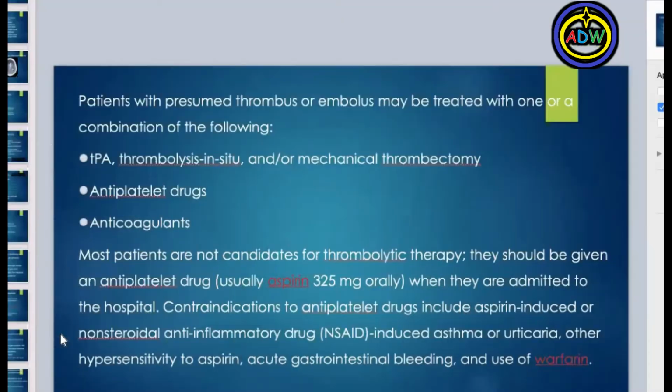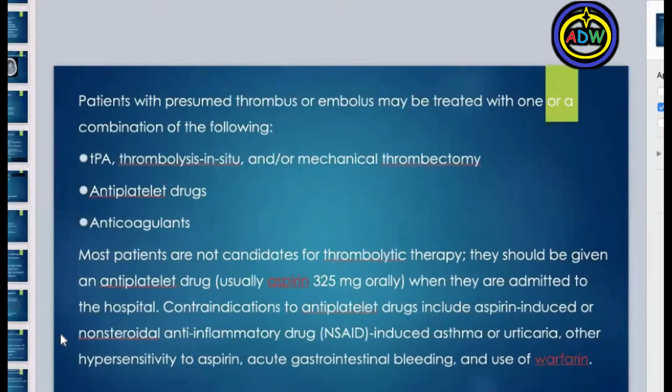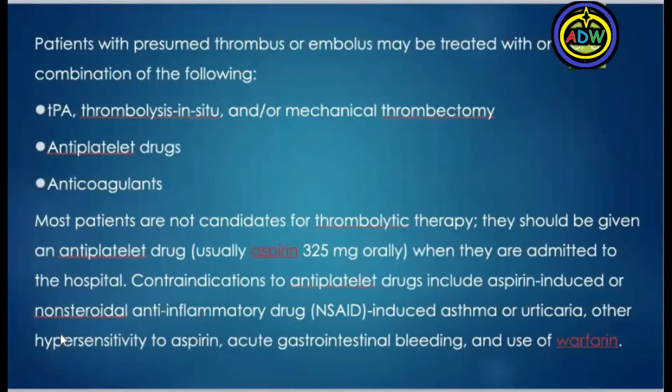Aspirin is given in a 325 mg dose orally when the patient is admitted to hospital. But if there are any contraindications, such as, for example, aspirin asthma, non-steroidal anti-inflammatory drugs induced asthma or urticaria, then we can give another drug such as warfarin.